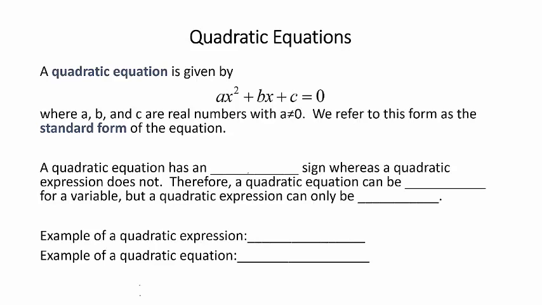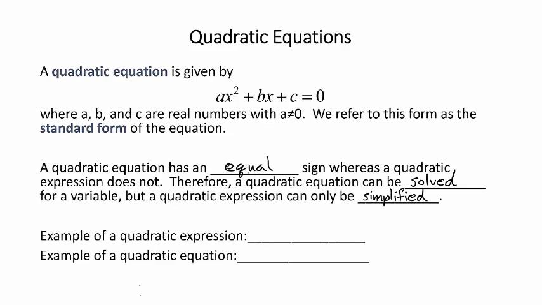A quadratic equation has an equal sign, right? Any equation will have an equal sign, whereas a quadratic expression does not. Okay? Therefore, a quadratic equation can be solved for a variable. Right? You can get it down to x equals something. But a quadratic expression can only be simplified.